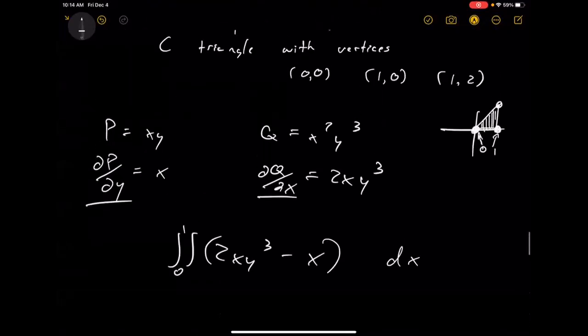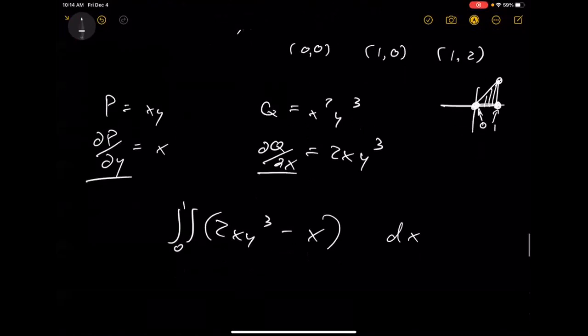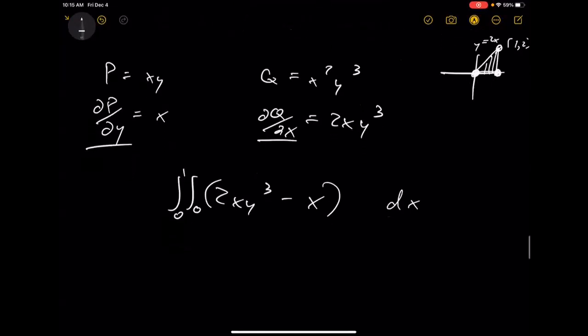And then what are my y's? What are my y bounds? Okay, well, I'm taking cross sections along my x-axis. The lower bound is 0, obviously. What's the upper bound? It's this line here. Well, what is the line? It's the line between (0, 0) and (1, 2). So that would be the line y equals 2x. Okay. So my upper bound for y would be 2x.